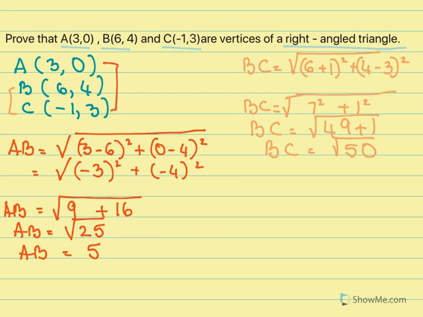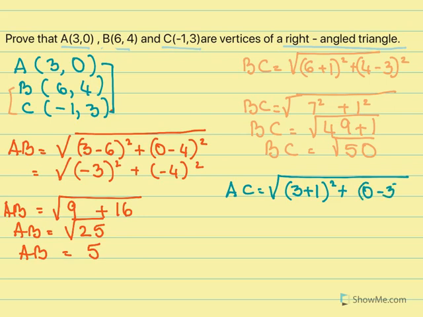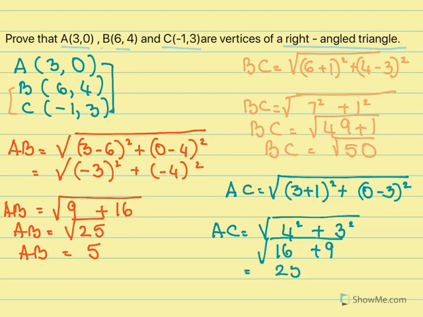Then we have AC. So for AC, we will find AC again: x1 minus x2, 3 plus 1 the whole square, and here 0 minus 3 the whole square. So AC equals 4 square plus 3 square, that is 16 plus 9, and this would be root 25. So AC is 5. So I found the three sides of the triangle.